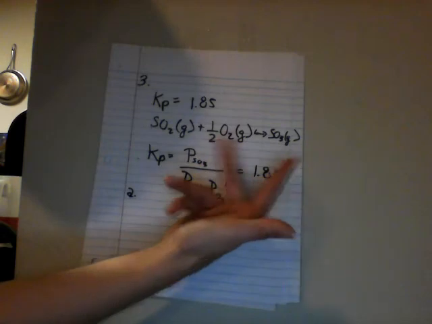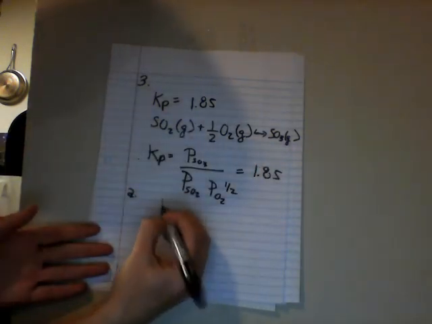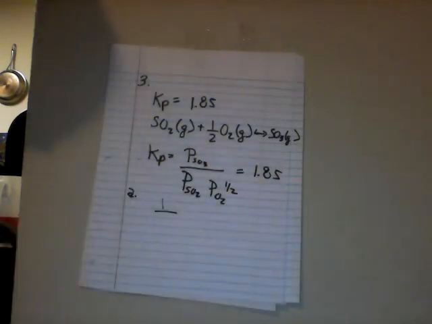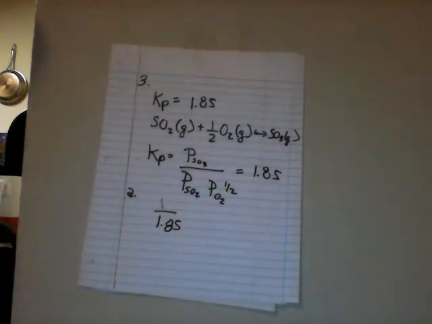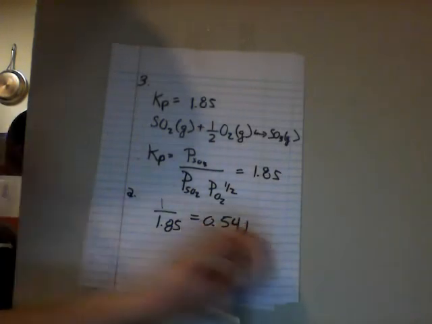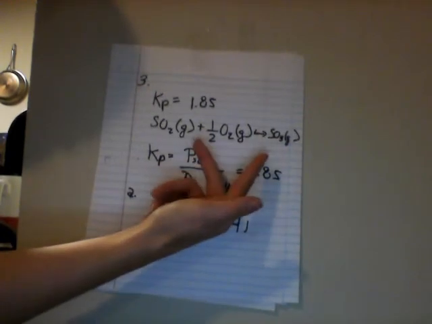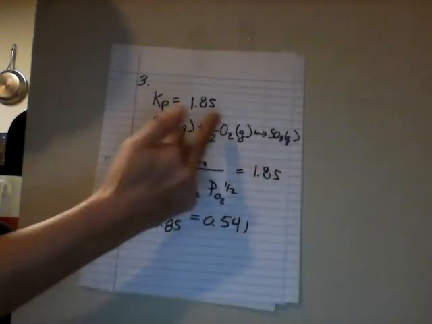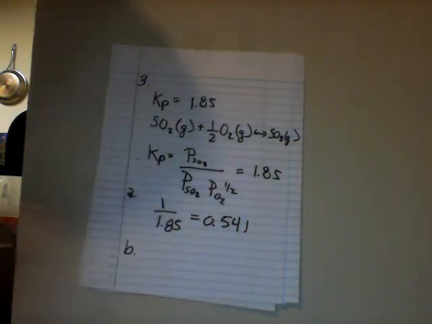When you literally just swap the equation, you just take 1 over whatever my original KP or KC value is. In this case, it's KP. So that's all there is to it. 1 over 1.85 ends up equaling 0.541. So that's all you do. If they give me a KP value and they swap these values, they make this a reactant and these products, then I just put 1 over. Okay, it's as simple as that.